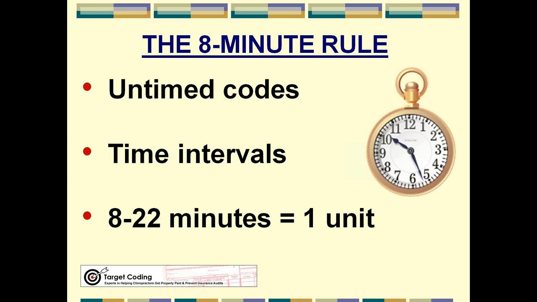Now, there's a little confusion on untimed codes too. For example, can you bill mechanical traction for 2 units if you do mechanical traction in the cervical region for 15 minutes and then another 15 minutes of mechanical traction on the lumbar region? Can you bill for 2 units?